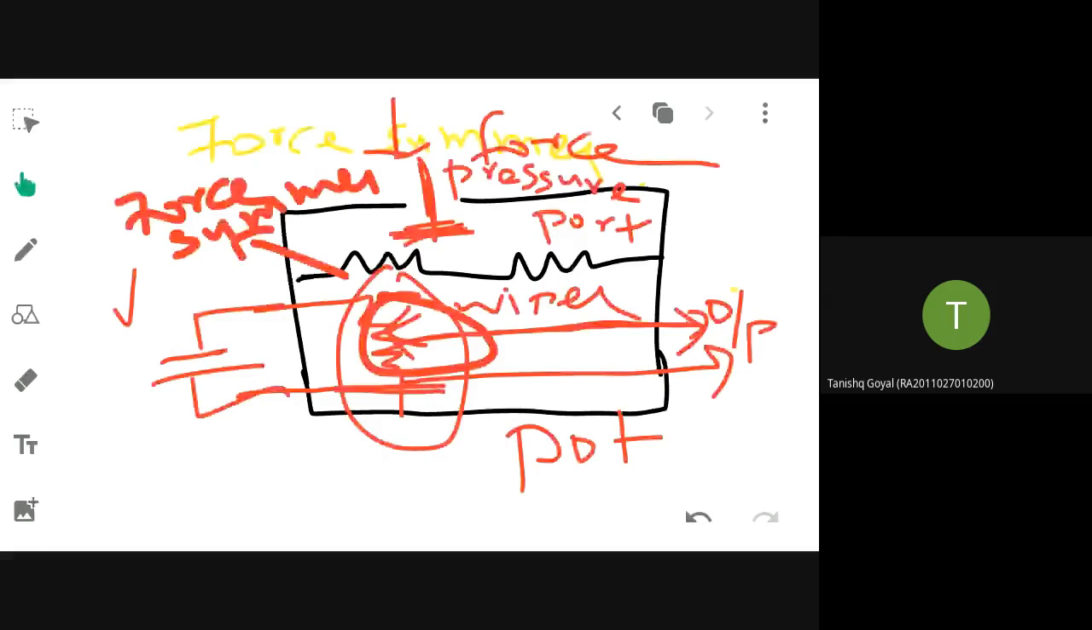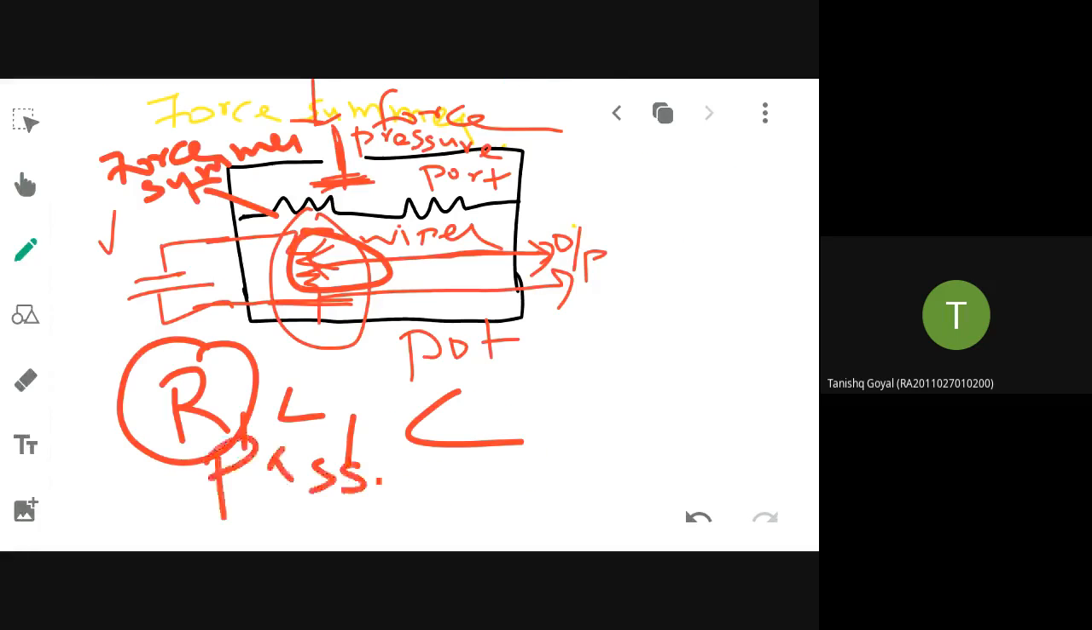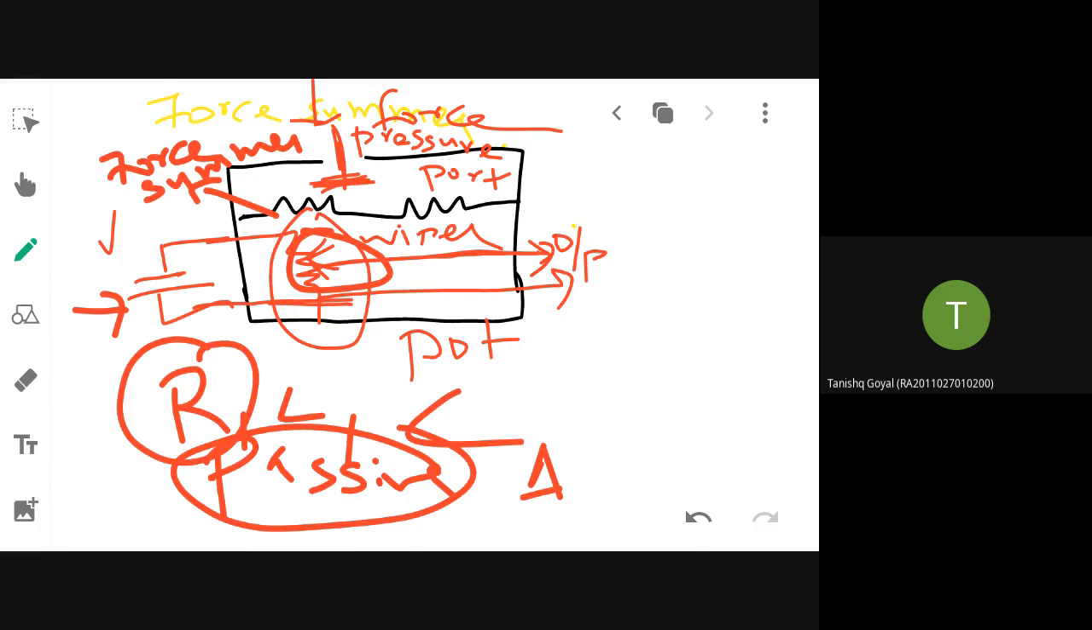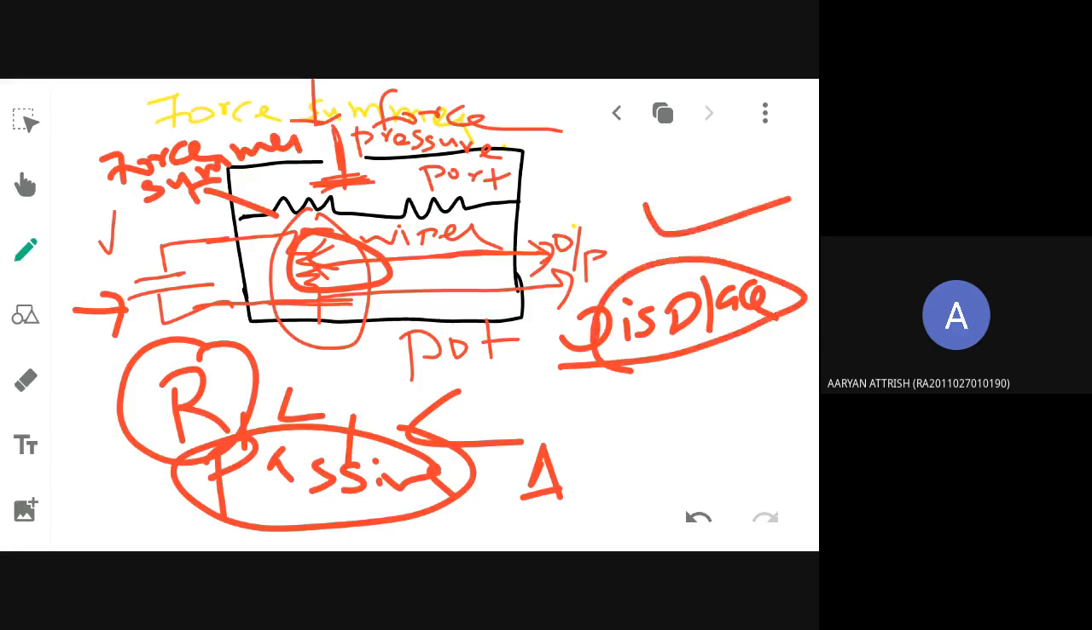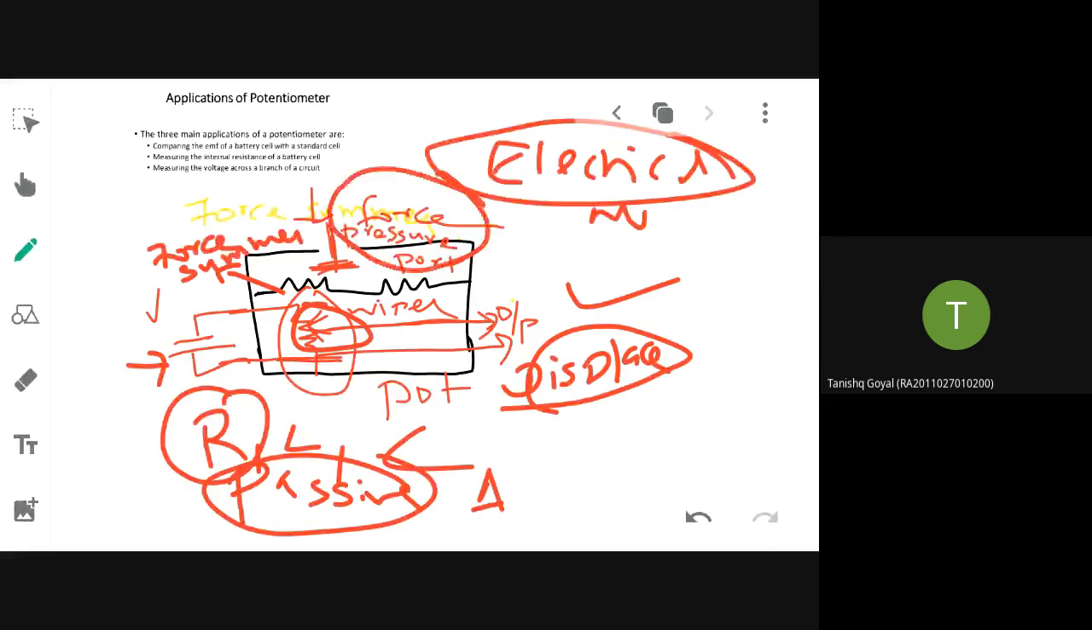So tell me what category it belongs to: resistive, inductive or capacitive? Resistive. And passive or active? Passive, because there is an input voltage, so it's a passive type. Displacement or not displacement? Displacement. Electrical or non-electrical? Electrical, because the input that you are going to measure is force and the output is an electrical signal, voltage. So this will be an electrical transducer.